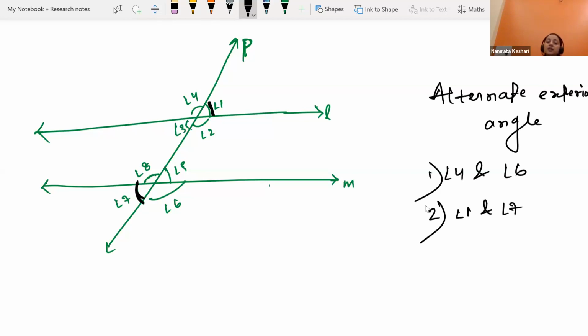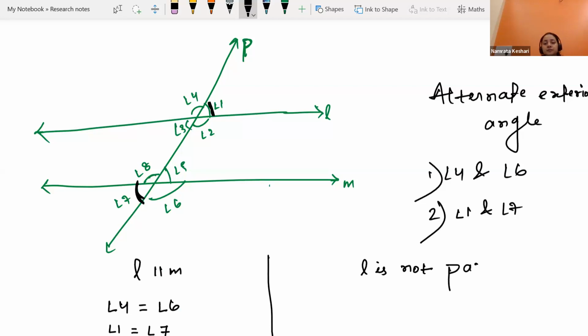Now again I will repeat that if L is parallel to M, then alternate exterior angles will be equal. And whenever alternate exterior angles are equal, you can say both the lines are parallel. When they are not equal, you can conclude that both the lines are not parallel with each other. Are you getting it, Safia? Yes, ma'am.